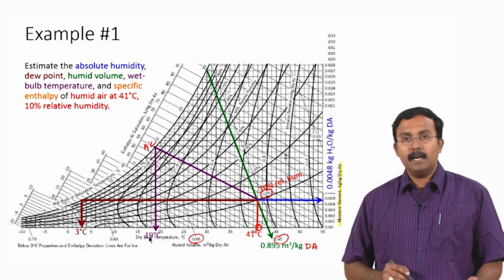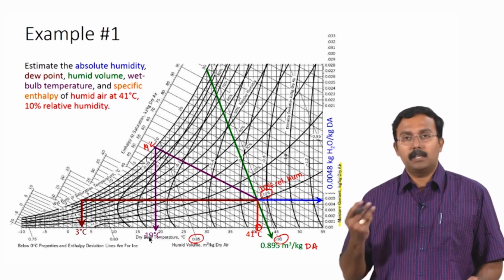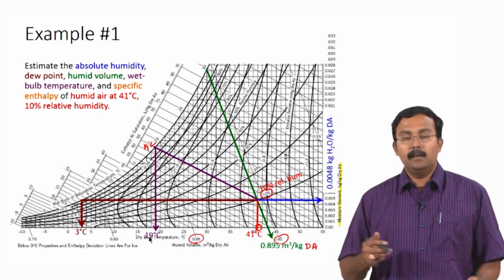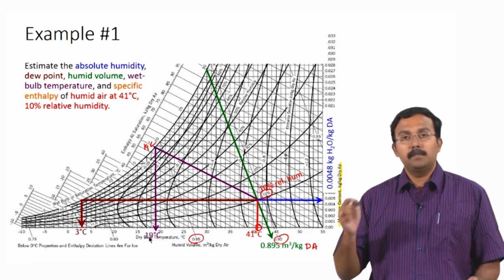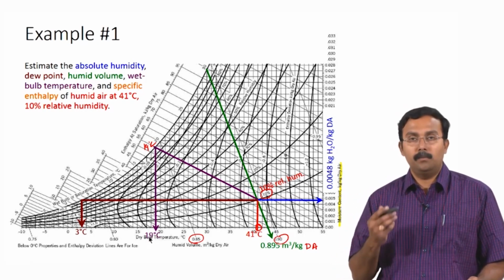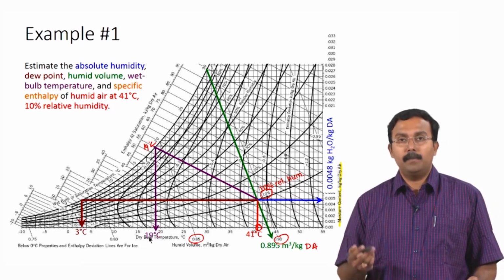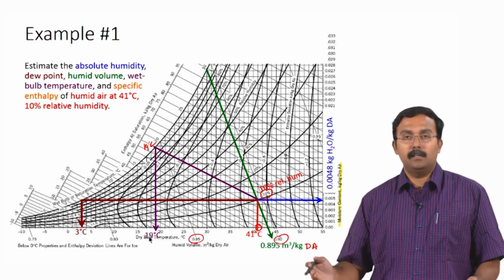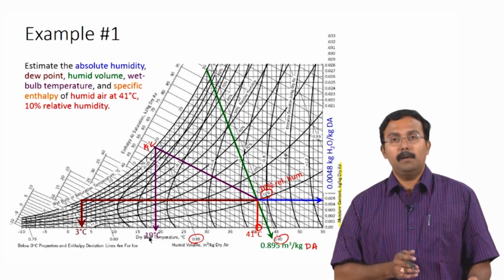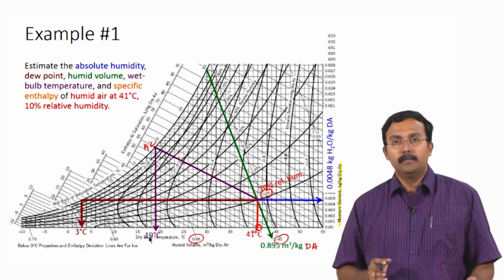This means that if I had a thermometer covered by a wet wick, and the air at 41 degrees Celsius and 10% relative humidity keeps circulating through this wet wick, water will keep evaporating until the temperature in that thermometer drops to 19 degrees Celsius. As you see, there is a huge difference between the dry bulb temperature and the wet bulb temperature, indicating that the relative humidity is very low.